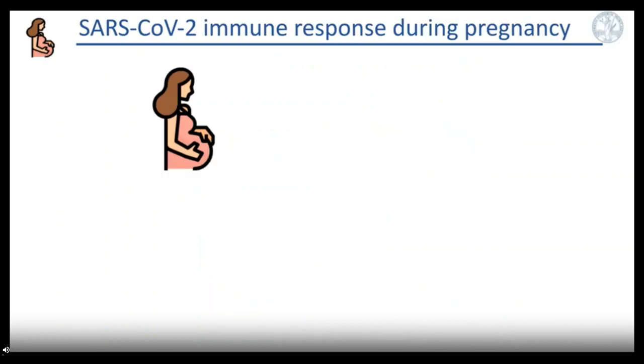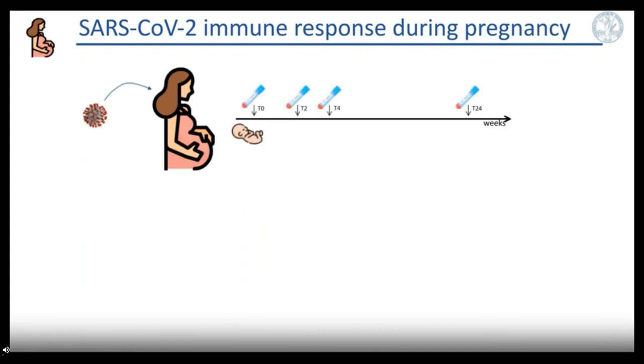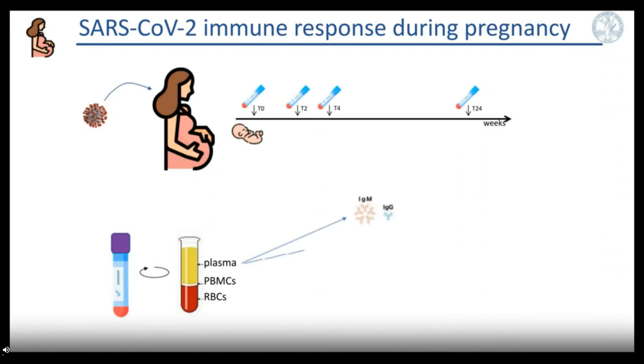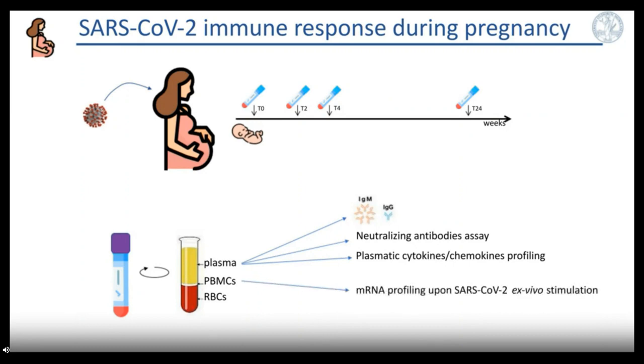In order to perform this study, we enrolled 47 pregnant women who acquired SARS-CoV-2 infection during the late 3rd trimester, within 2 weeks before delivery for most of them. Upon delivery, blood was drawn at T0 and at the following time points at week 2, 4, and 24. Plasma was obtained to measure the anti-SARS-CoV-2 specific IgG and IgM antibodies, to perform the actual neutralization titer, and to perform plasmatic cytokines and chemokines profiling. Moreover, PBMCs were isolated for mRNA profiling upon SARS-CoV-2 ex vivo stimulation.